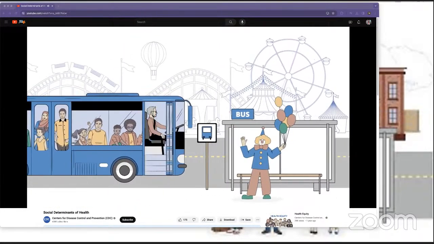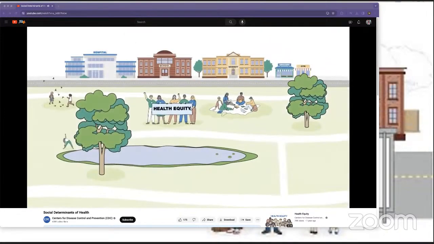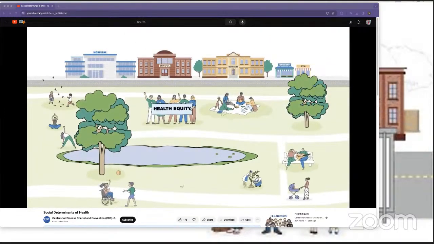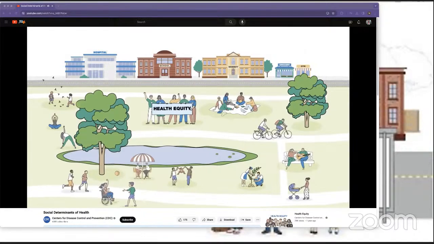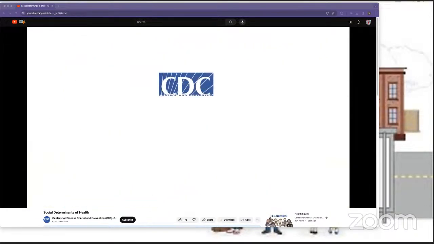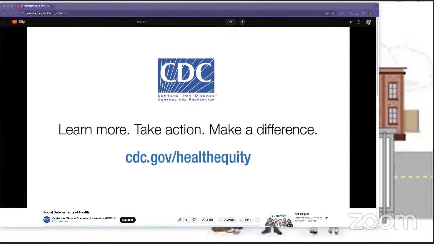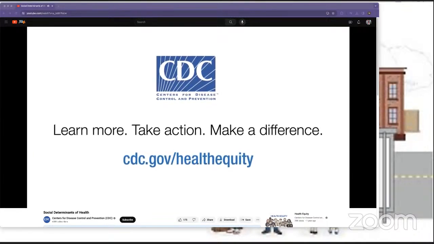I'm glad the carnival is a resource we can enjoy. Social determinants of health are connected and related to each other. Together, all of these things will help improve the overall health of people. By working together, we can help ensure everyone has access to the necessary resources and support they need to be as healthy as possible. Learn more, take action, make a difference. Visit cdc.gov/health equity to learn more.